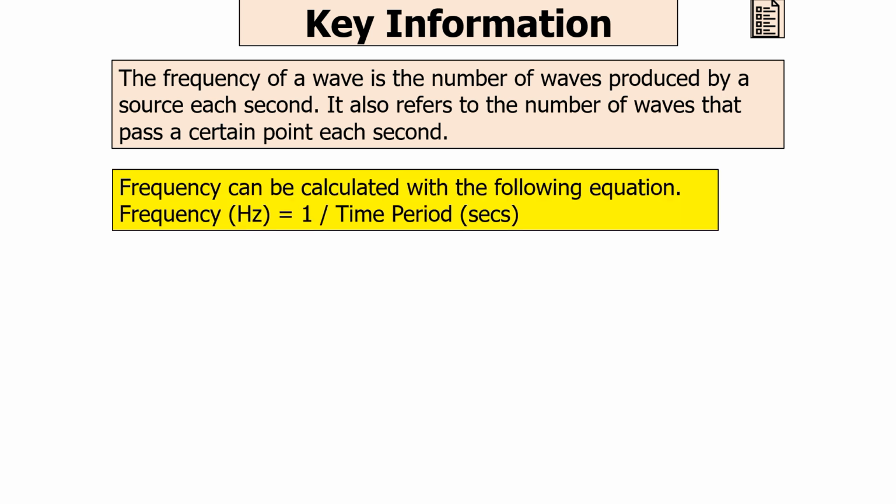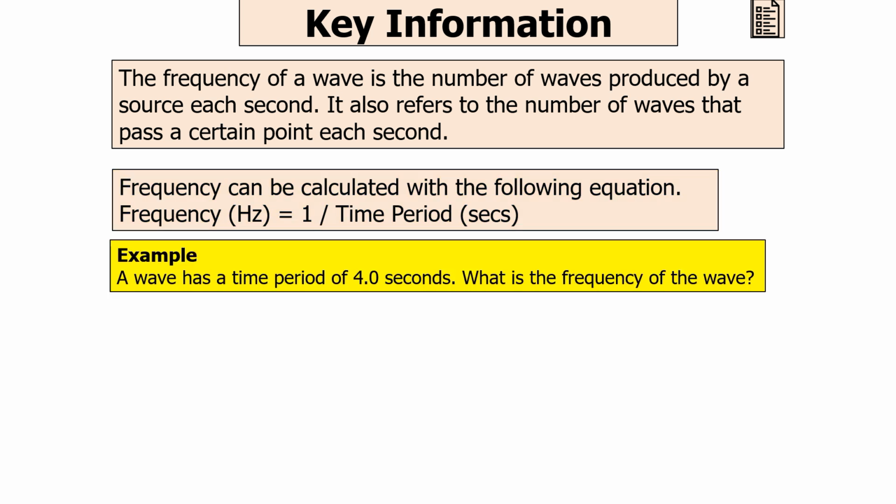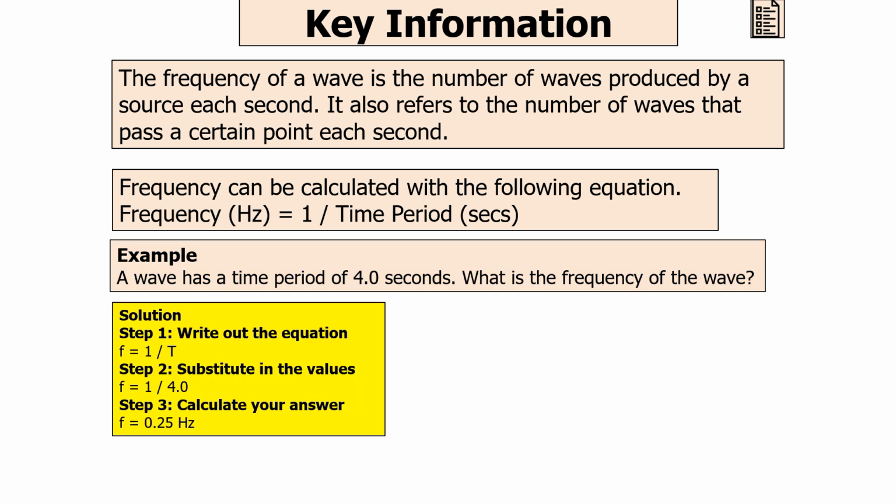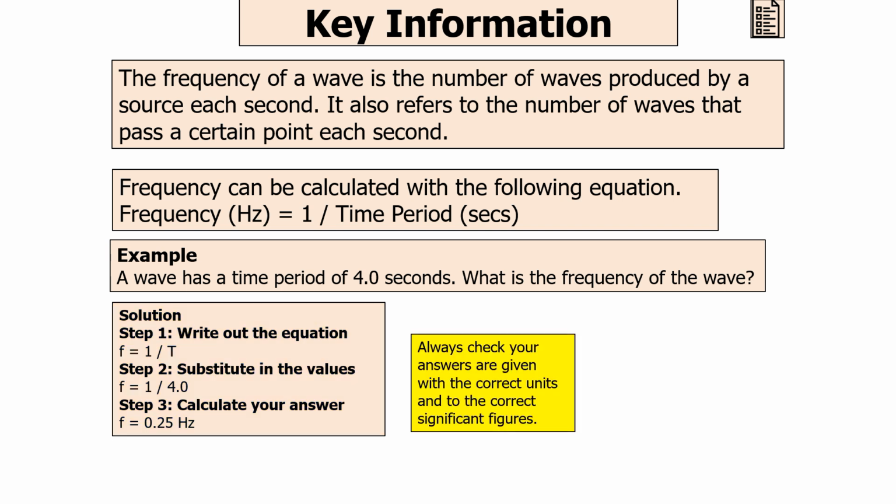Frequency is calculated with the equation: frequency in Hz is equal to 1 over time period in seconds. So a wave has a time period of 4 seconds. What is the frequency of the wave? So we say f is equal to 1 over T. So f is equal to 1 over 4. So f is equal to 0.25 Hz. Always check your answers are given with the correct units and to the correct significant figures.